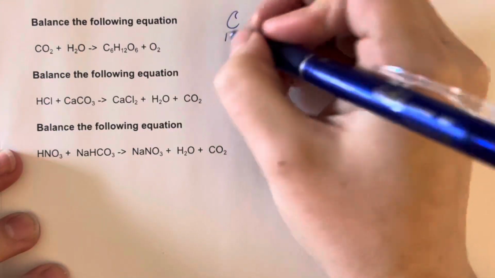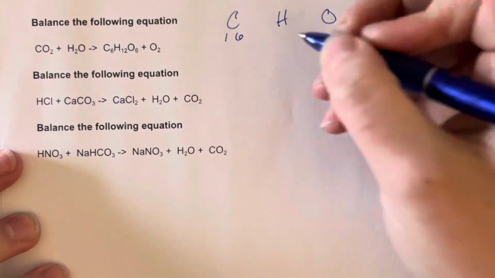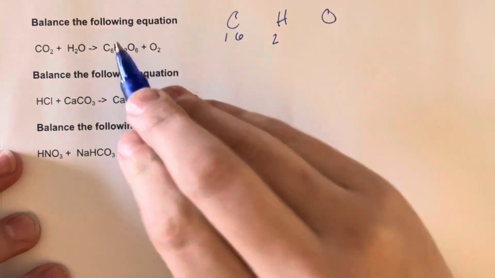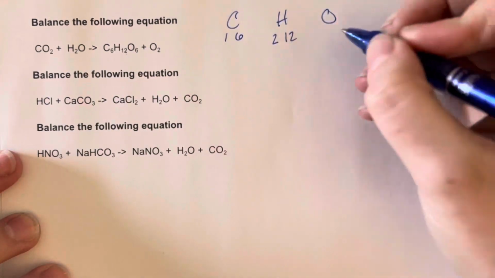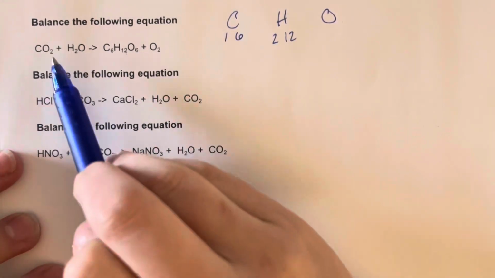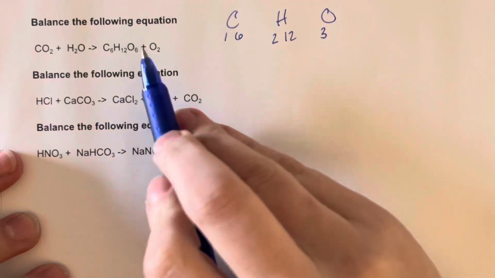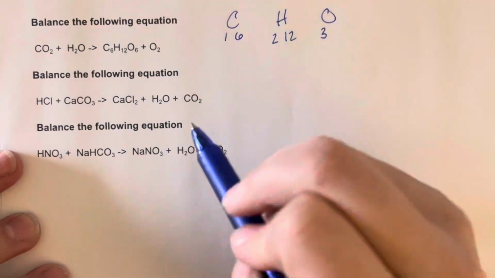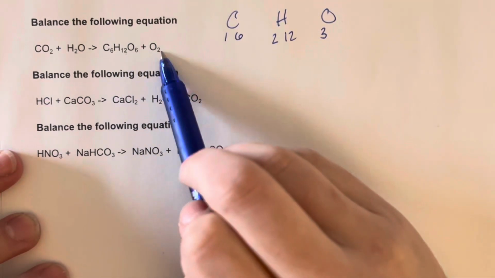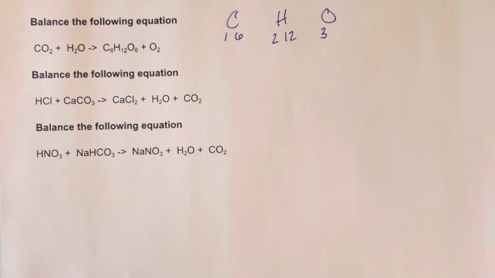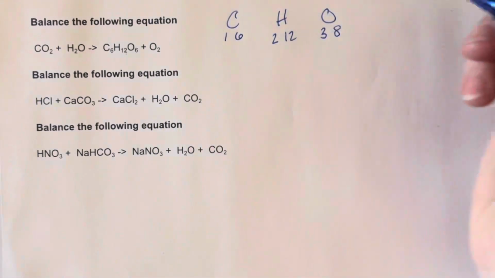So carbon on the left-hand side, I have 1. Carbon on the right, I have 6. Hydrogen on the left-hand side, I have 2. On the right-hand side, I have 12. Oxygen on the left, it appears in multiple places. So I have 2 here plus 1, so that gets me to 3. And then on the right-hand side, it also appears in multiple places. So I have 6 here and 2 here. So that's going to be a grand total of 8.